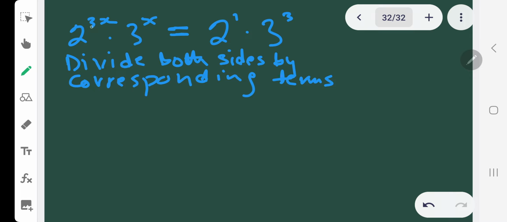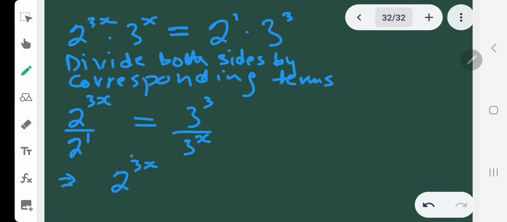So here when we pick 2 raised to the power 3x, we can divide that one by 2 raised to the power 1. So here this one will be seen as 2 raised to the power 3x divided by 2 raised to the power 1. And then it's equal to, when we pick 3 raised to the power 3, we can then divide it by 3 raised to the power x. So here we have 3 raised to the power 3 divided by 3 raised to the power x. So we can now see this quotient in the form 2 raised to the power 3x minus 1 is equal to 3 raised to the power 3 minus x.